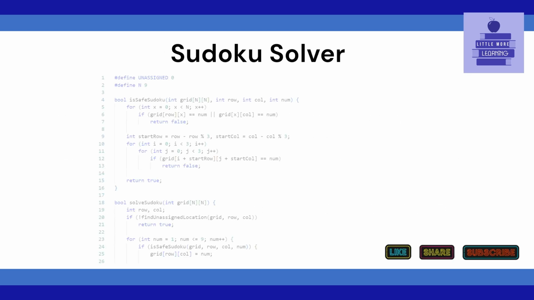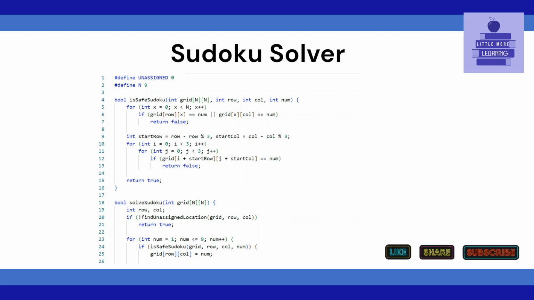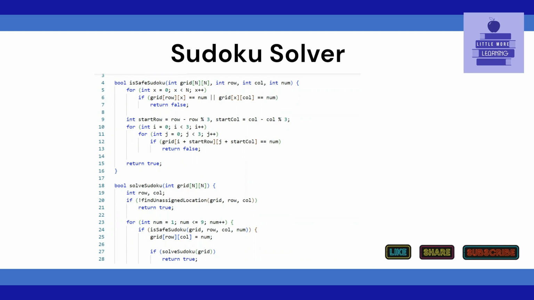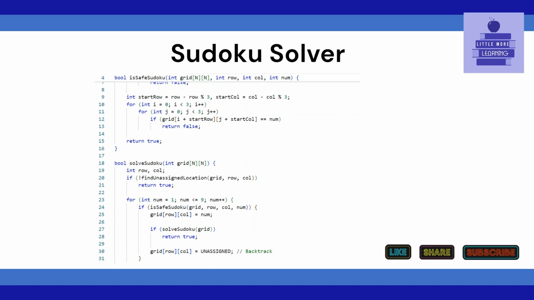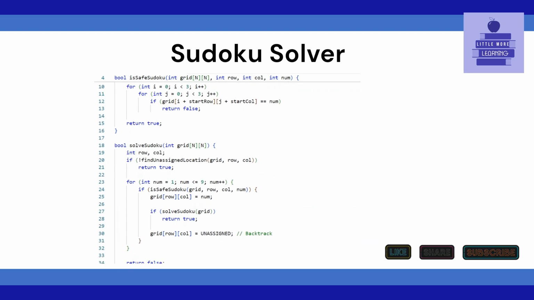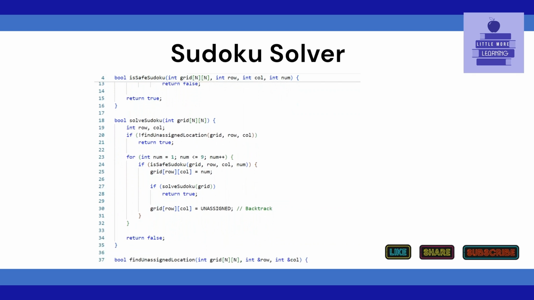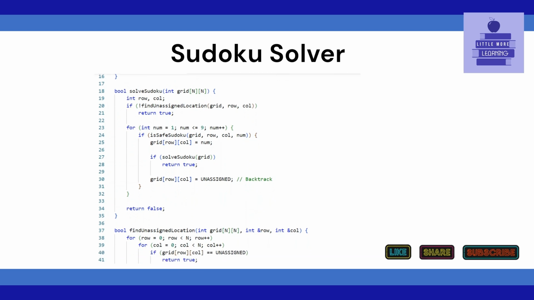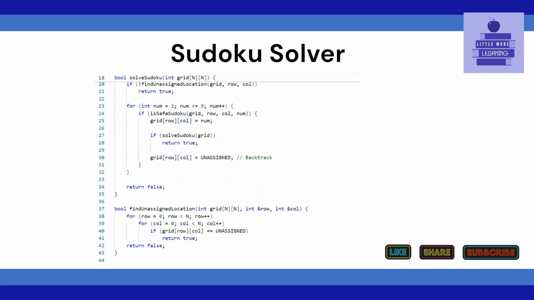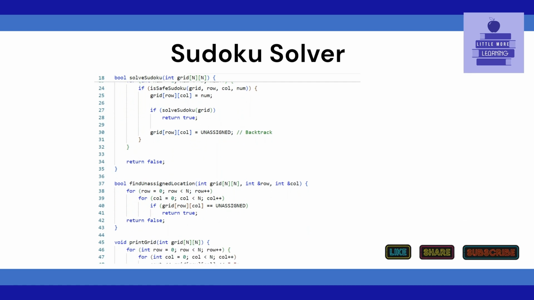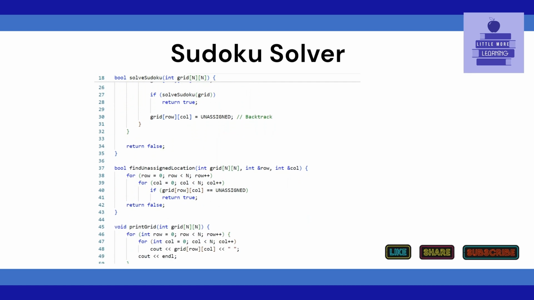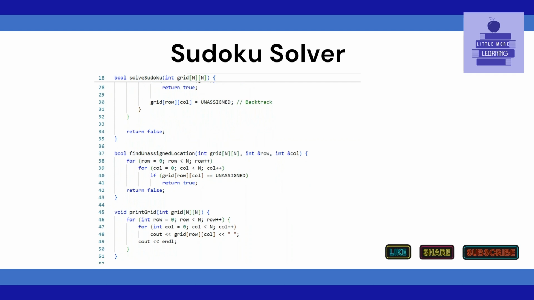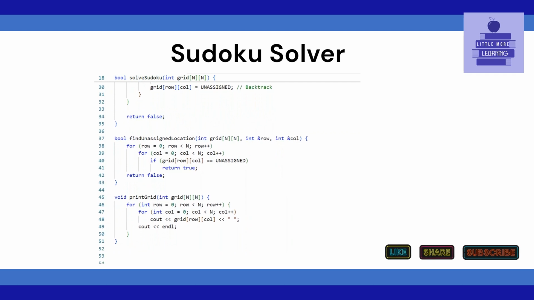Let's look at another example. Solving a Sudoku puzzle using backtracking. The isSafe function for Sudoku checks if it's safe to place a number in a given cell by ensuring it doesn't conflict with existing numbers in the same row, column, or 3 by 3 subgrid. The solveSudoku function is a recursive function that tries to fill each cell with a number. If placing a number leads to a solution, it returns true. If not, it backtracks by removing the number and trying the next one.